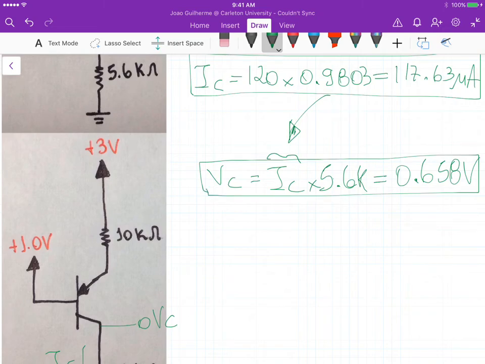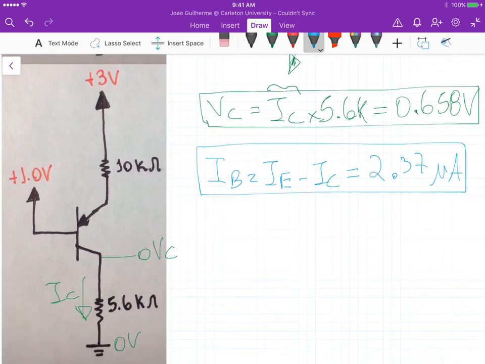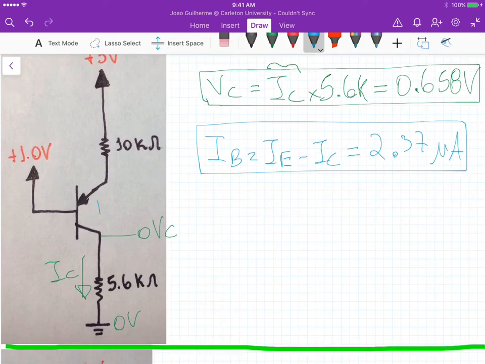And then IB, which is the last quantity we need to define, we can calculate again by the difference of IE minus IC, and that is 2.37 microamps. So all those problems, they are pretty much similar. You must be careful by identifying the type of the transistor, okay? But on these problems here, they are very similar.